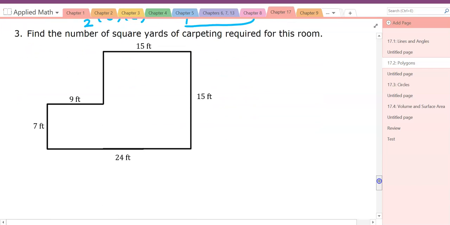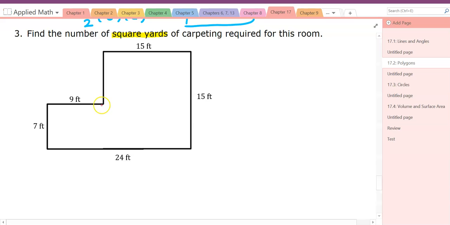Okay, on this next one, we're going back to a composite figure here. Now be careful on this one because it says find the number of square yards of carpet that would be needed for this room, but what are the measurements that they give us on the picture in? Feet. So we're going to find the area in feet and then we're going to convert it to yards, and I'll show you how to do that. Alright, so what I would do is, again, split this apart into two smaller shapes that we can work with a little bit easier.